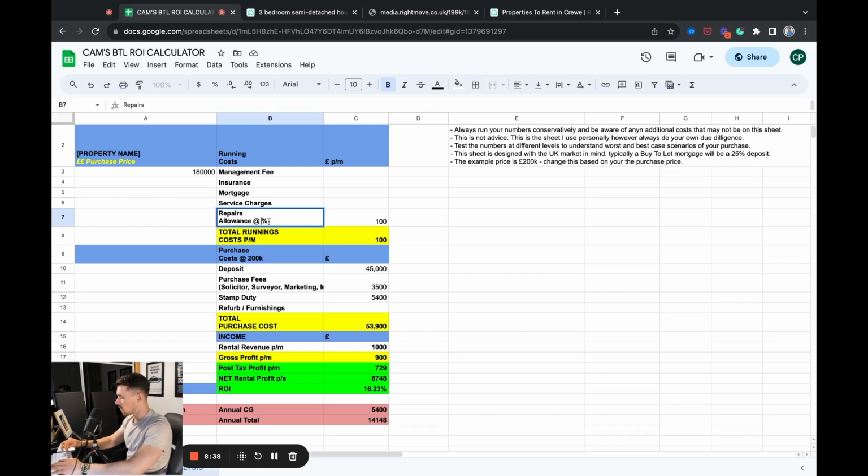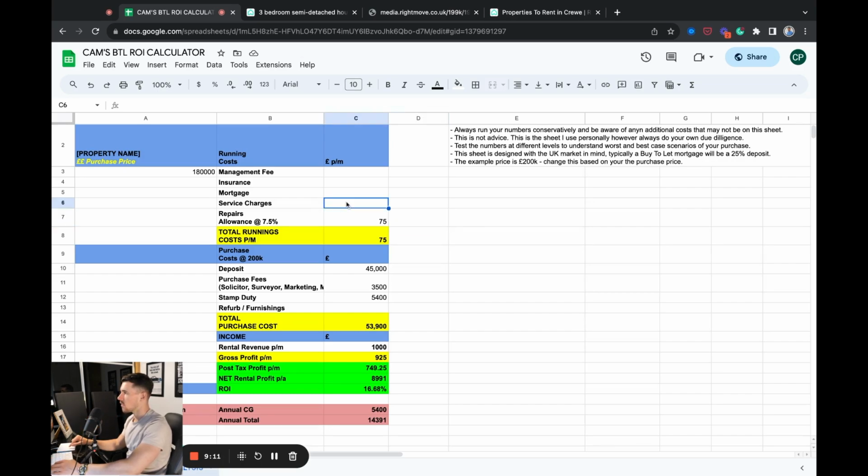I normally like to guess somewhere in between 5 to 10, depending if it's a new property or an old property. If it's a really, really new property, I'll go 5%. If it's quite an old property, I will go 10%. And if it's somewhere in the middle, I'll go 7.5. So I think it's fair on this occasion to put in 0.75 here, which means I can expect a repairs allowance of about £75 per month, which is probably going to happen in 1 or 2 instalments. You know, a shower needs replacing or something like that that's going to cost me 200-300 quid a couple times per year.